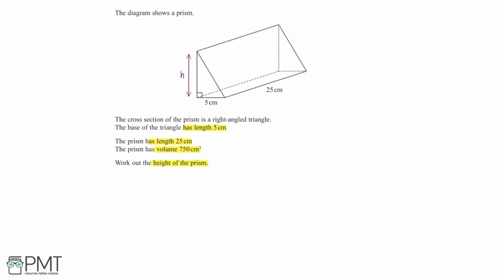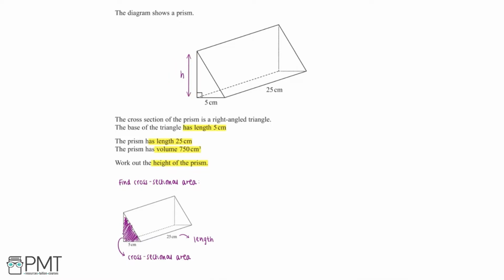Now in order to work out the height, we can work out the cross-sectional area of the prism. And we can use our diagram to help us. We know that the prism has a volume of 750 centimeters cubed. To work out the volume of the prism, we'd have to work out the cross-sectional area and then multiply this by the length of 25 centimeters. And in order to work out the cross-sectional area, we need the height of the prism.